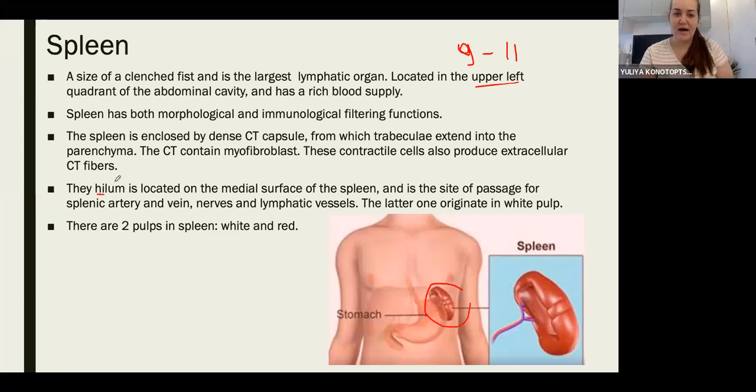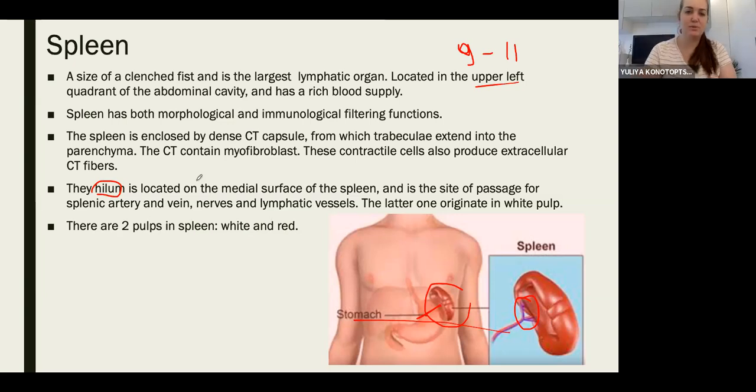There is something which is called hilum. Hilum is the entrance and exit point of any organ. That's the area where blood vessels enter and leave, where arteries are going in and veins are coming out. So that's called hilum. The hilum is also not at 90 degrees to your body. It's kind of 45 degrees to your horizontal plane. So yeah, okay.